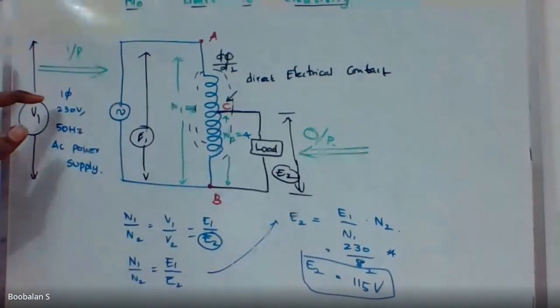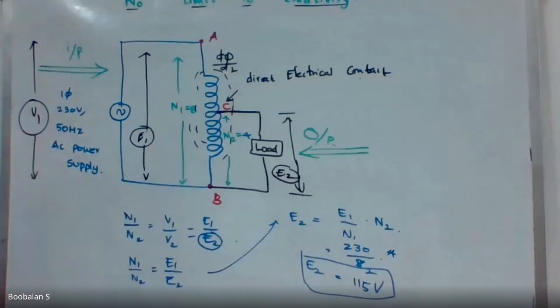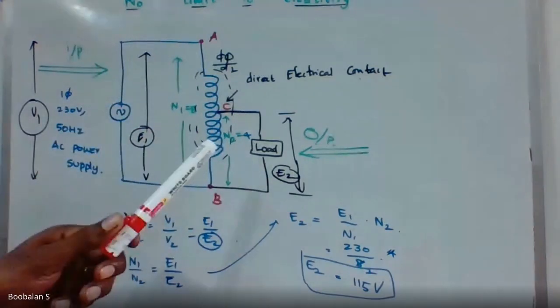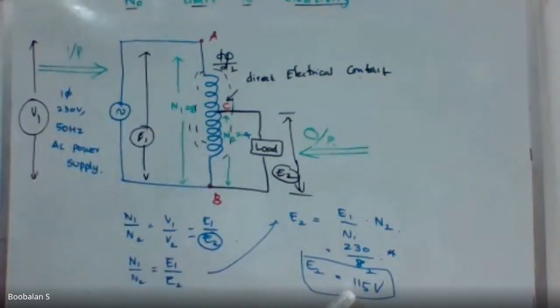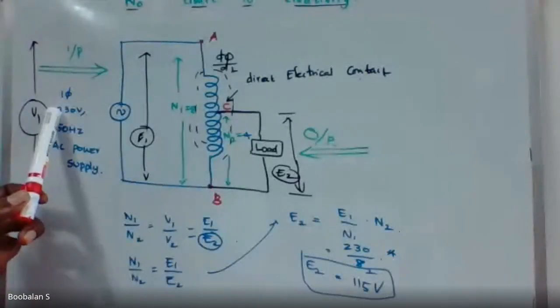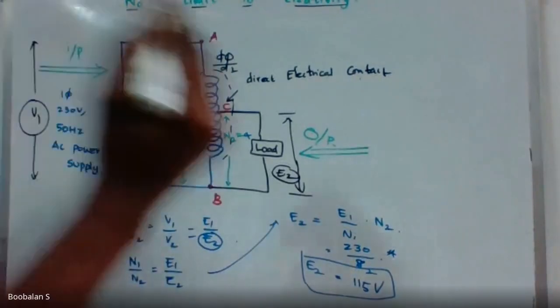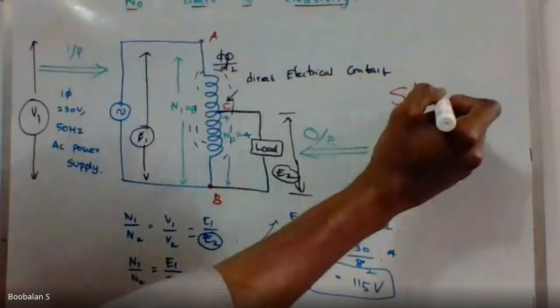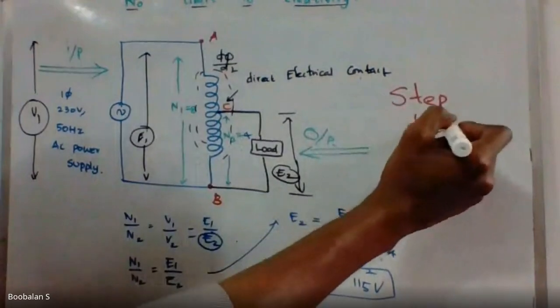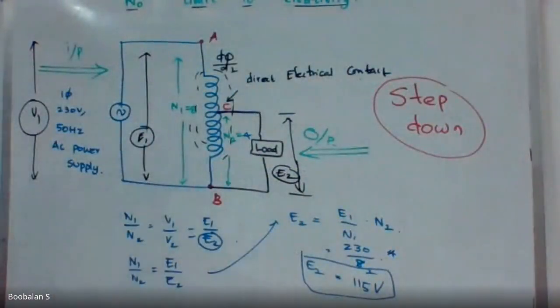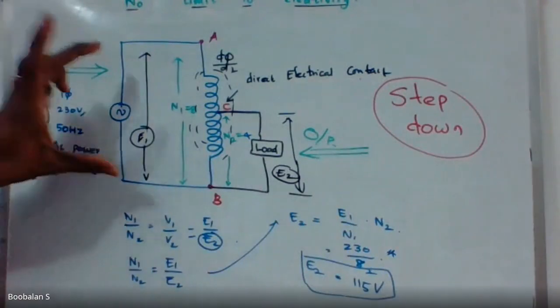For example, I'm giving 230 as my input voltage. With this construction, I get less than 230 voltage, right? If you watch carefully, I gave 230 as input, but I'm only able to get 115 voltage. So the voltage is now stepped down. So this is called a step down auto transformer, right? Then, can we not do step up, sir? Definitely we couldn't do step up in this construction.